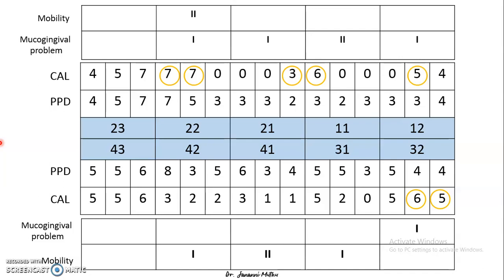Looking at mobility, mobility is graded from 1 to 3 and based on the findings, record the grade of mobility here. According to this chart, the teeth 2-2 and 4-1 have grade 2 mobility, whereas the teeth 4-2 and 3-1 have grade 1 mobility. So this will complete the periodontal findings section of the case history.